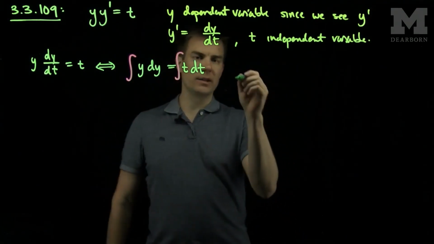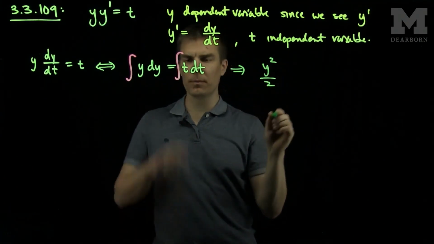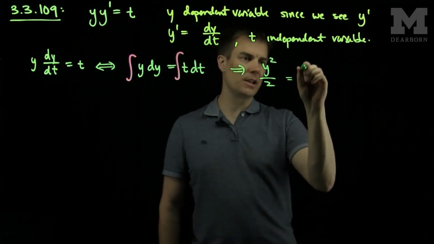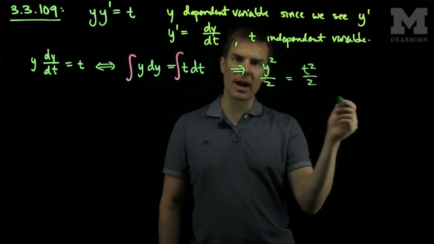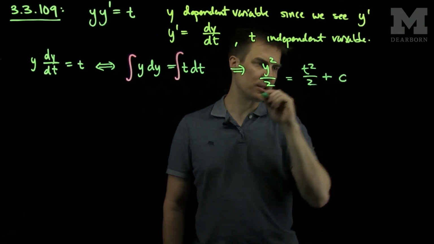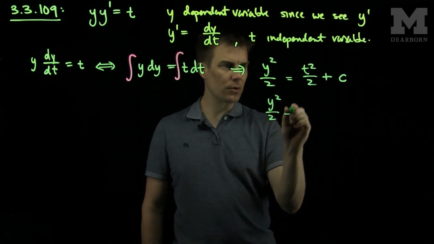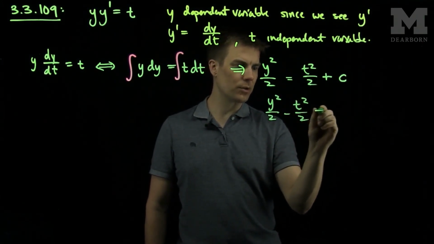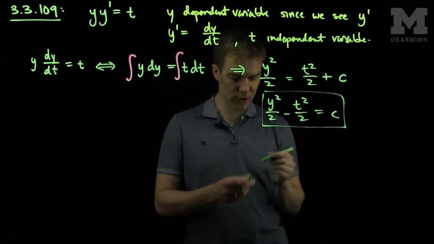The integral of y dy is y squared over 2. The integral of t dt is t squared over 2. And I put a constant of integration on either side of the equation, so I'll put a plus c over here. And we can therefore say that y squared over 2 minus t squared over 2 equals c is the solution of our differential equation.